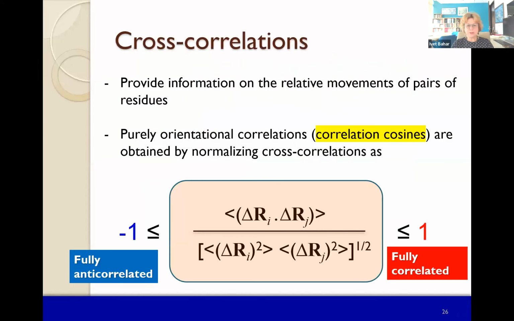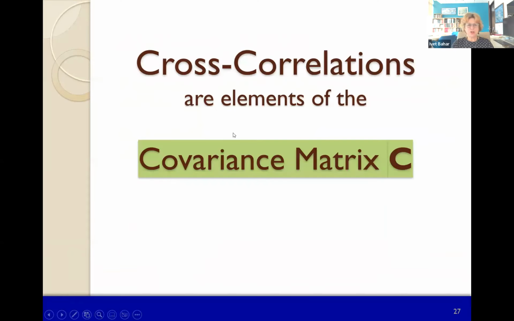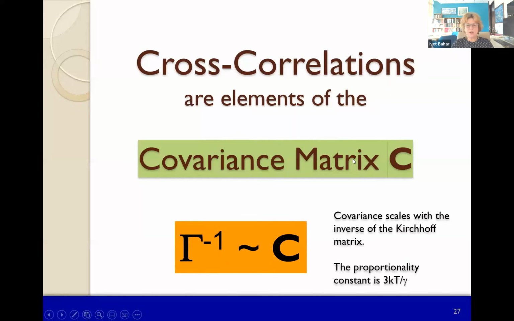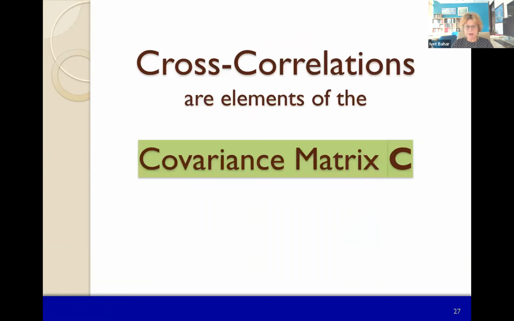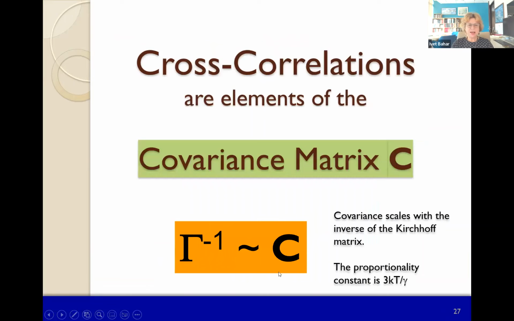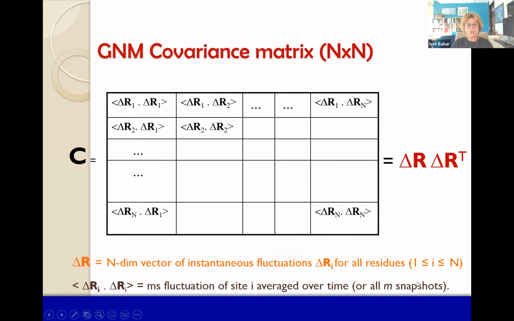Now we represent the elements of the correlation functions, the cross correlations, as elements of the covariance matrix C. And the covariance matrix, by definition, since these elements were proportional to the inverse of the gamma matrix, the covariance matrix itself scales with the inverse of the Kirchhoff matrix. The proportionality constant is nothing else than 3kT over gamma. So this is the way the covariance matrix looks like in the GNM.